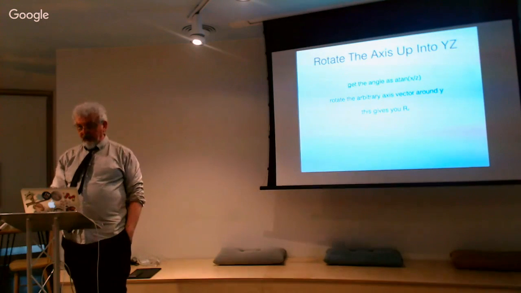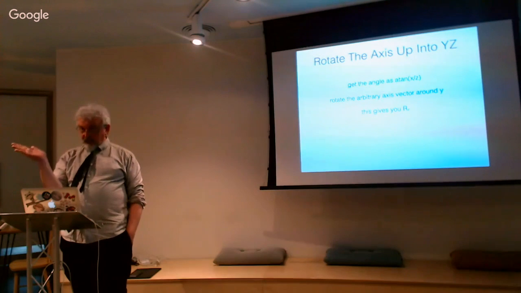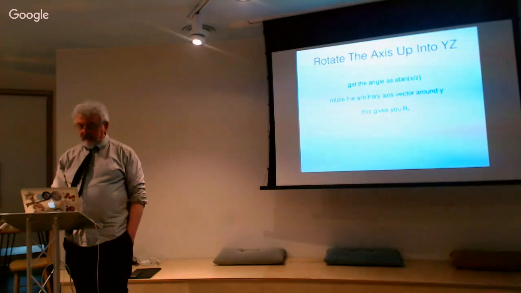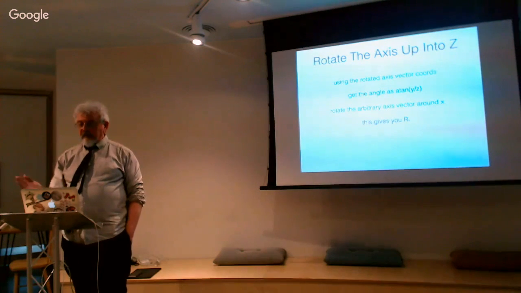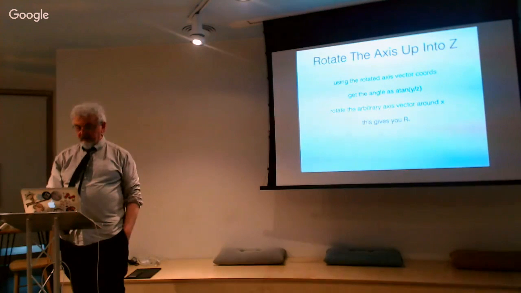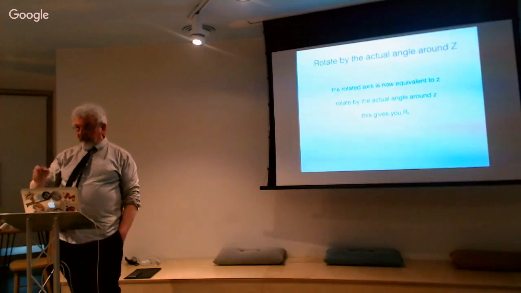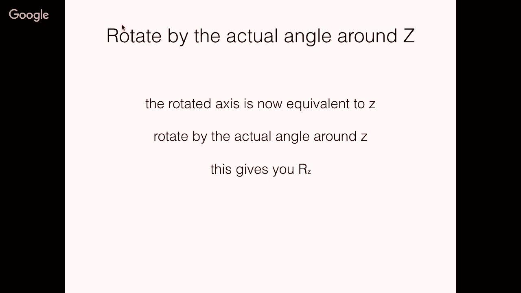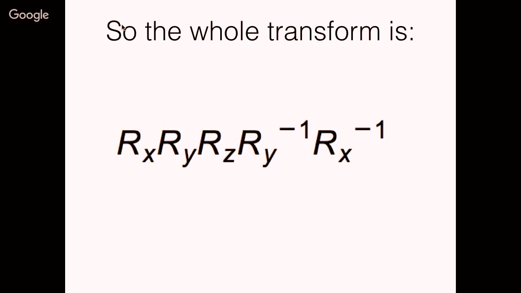This gives you your RY, because you're rotating around Y to get up into the XZ. And similarly, you do the same thing to rotate up into Z, and you call that the RX. And then finally, the angle that you want to rotate around, you can now just rotate around Z, because it's now in the XY plane. And then you put them all together, and you can do the same thing again. You can just multiply out the matrices.